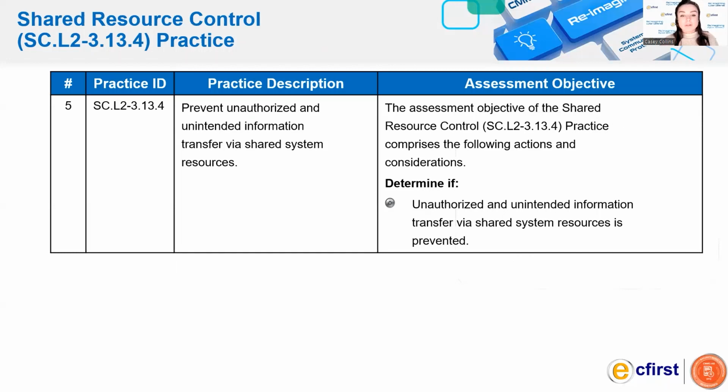Shared resource control. Prevent unauthorized and unintended information transfer via shared system resources. And as the assessor, you would just determine if unauthorized and unintended information transfer via shared system resources is being prevented.